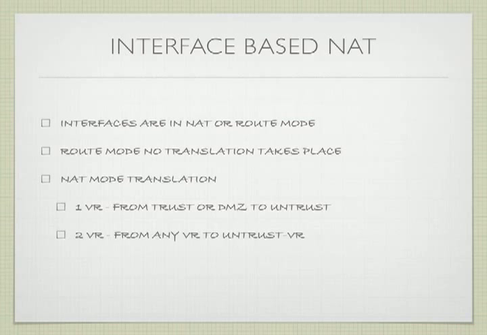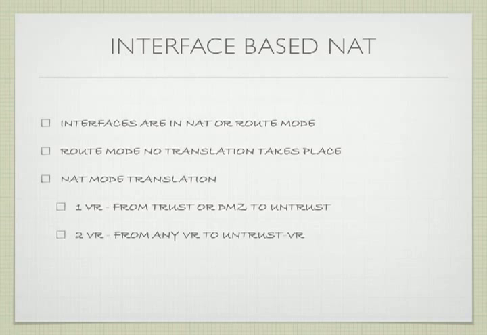In NAT mode, if you have a single virtual router, traffic from the trust or the DMZ to the untrust zone can be NATed automatically on the interface. If you have two virtual routers, any virtual router to the untrust virtual router can be NATed on the interface. No other circumstances will the NAT occur.